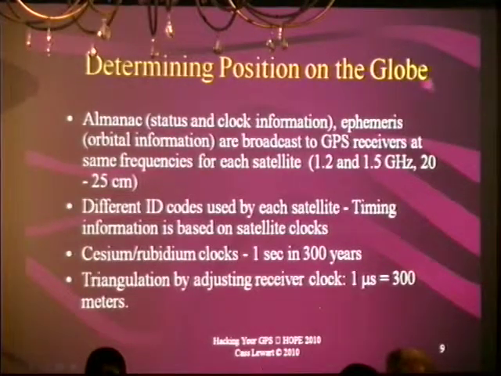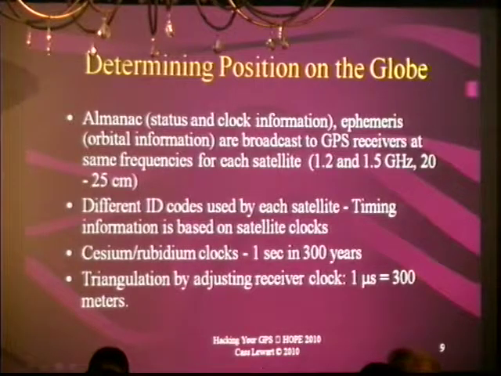Now, this is the part which, if you skip the whole talk, is the most important part of my talk: how you determine the position on the globe. Now, you have extremely precise clocks on the satellites. These are rubidium and cesium clocks, which are accurate to within about 1 second in 300 years. In addition, they are being controlled from the ground, so they are always within a few nanoseconds of the real time.